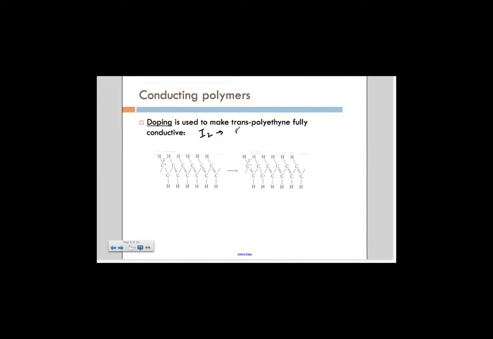And so this splits into iodine radicals, which can then react with one double bond in your structure and make I- and C+. So you can see this double bond is missing, and you end up with a carbon radical here. That single electron can now start to move down the chain, and that's what this picture is showing. That unpaired electron is what allows this polymer to conduct.